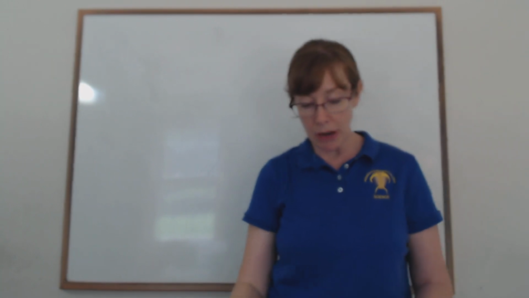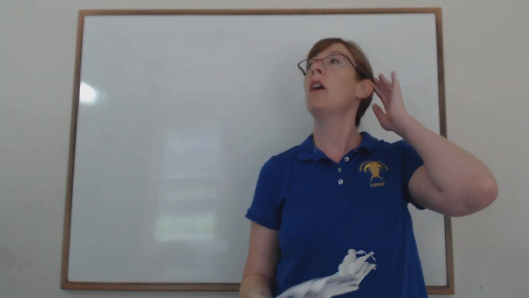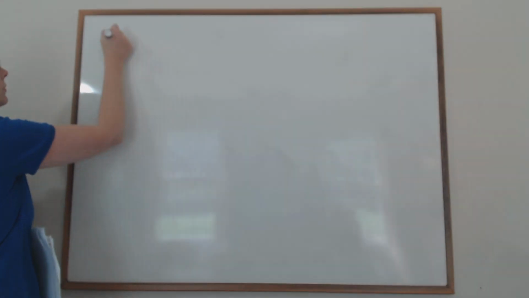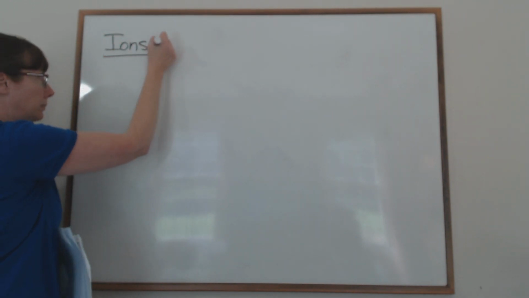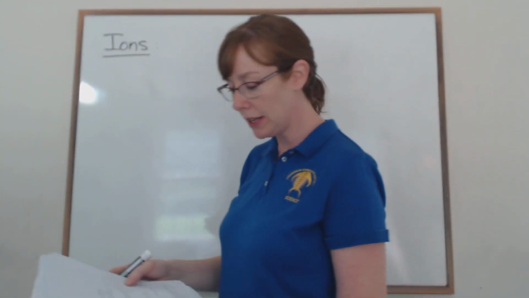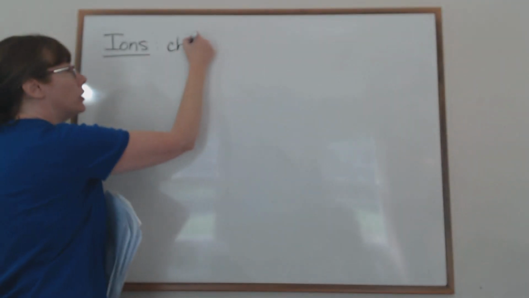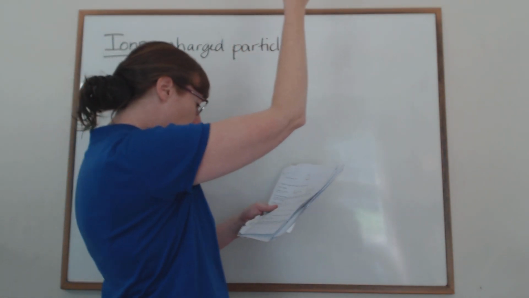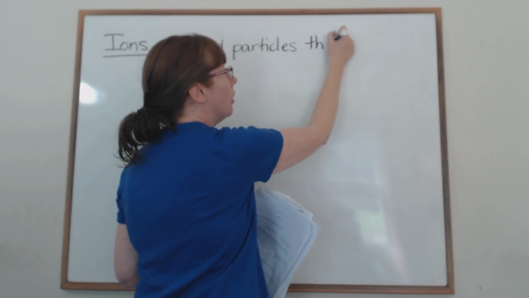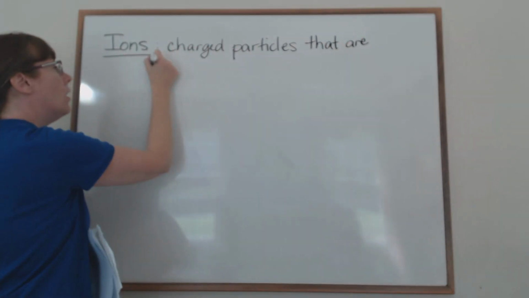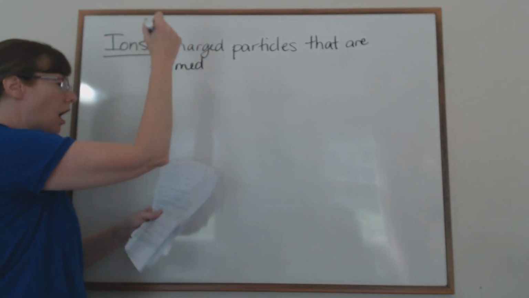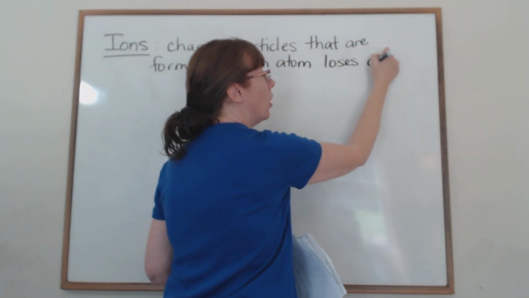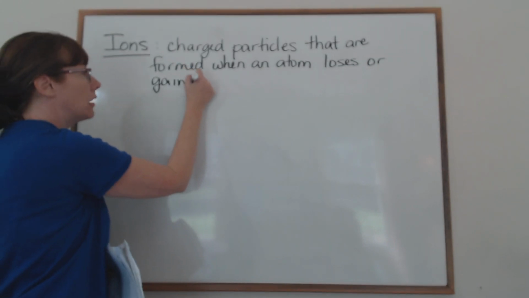Okay, so we have talked about isotopes. We talked about what atomic mass is. We are now going to move on to another I word called ions. So ions, an important word in chemistry. So let's go ahead and talk about what ions are. Ions are charged particles formed when an atom either loses or gains electrons.